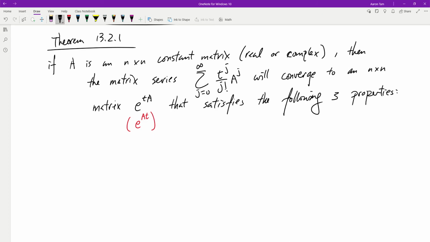Okay. So what are the three properties that it has to satisfy? Number one, and we're going to prove each of these, but I'm going to state all three of them first. The first one is the following. If you have e to the (t plus s) times A, that is actually the same as e to the tA times e to the sA, which is also the same as e to the sA times e to the tA, for whatever scalars s and t.